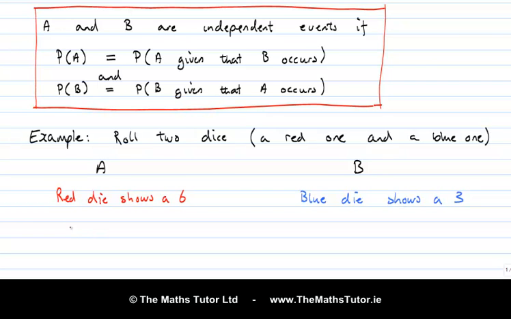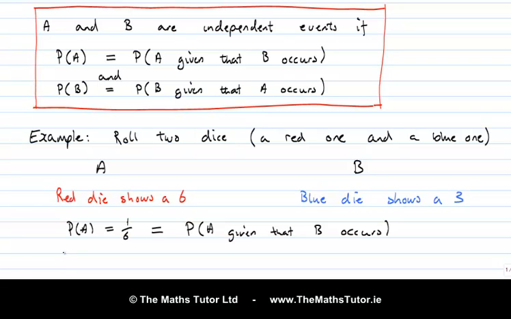The probability of event A, that is the red die showing a 6, is 1 over 6. And that's the same as the probability of A given that B occurs. Given that the blue die shows a 3, the probability that the red die shows a 6 is still 1 over 6.